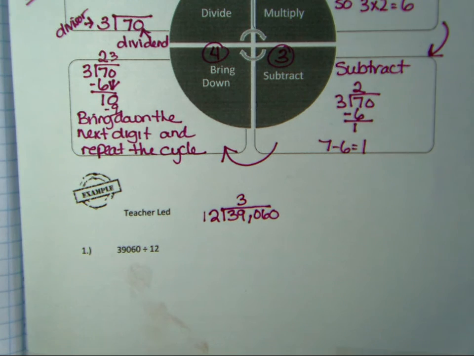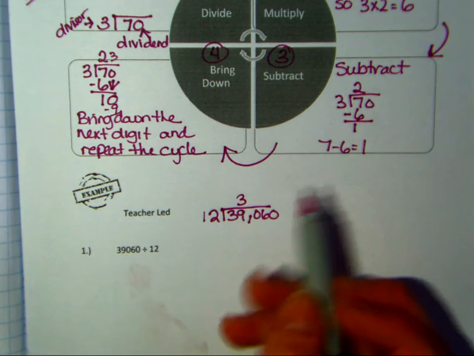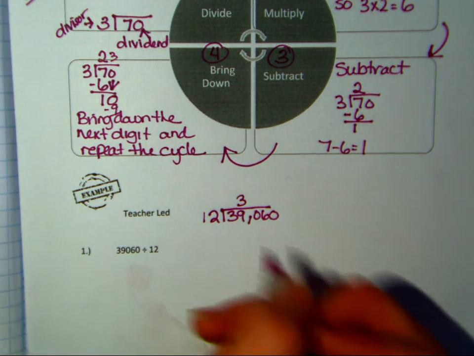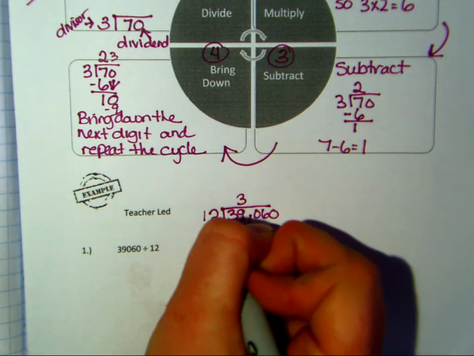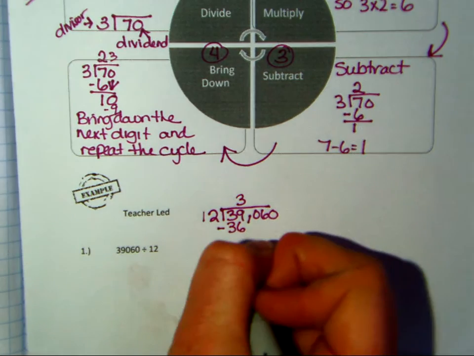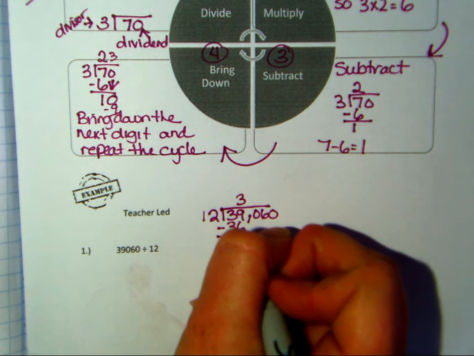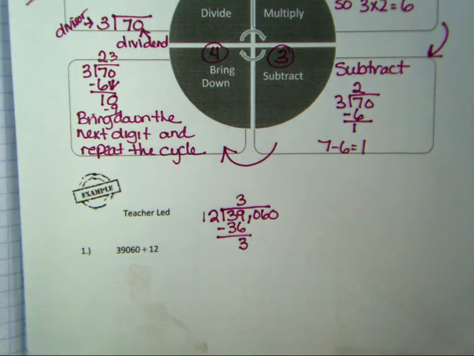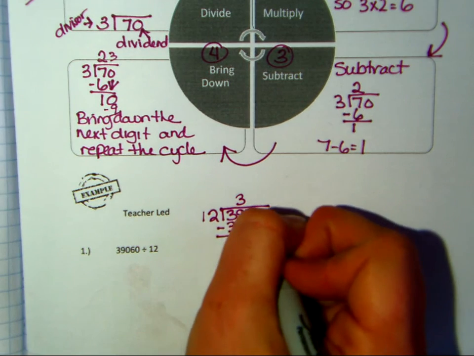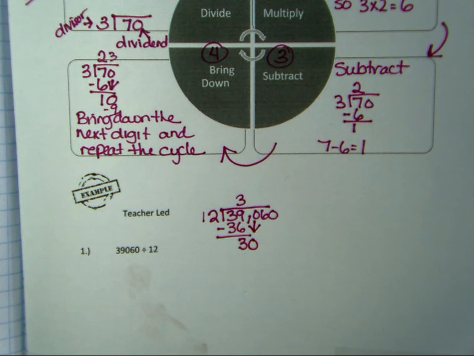So 3. Now we're going to multiply. Class, what is 3 times 12? 36. Very good. Now we're going to subtract. 9 minus 6 is 3. 3 minus 3 is 0. Now we're going to bring it down, and we're going to start the cycle again.